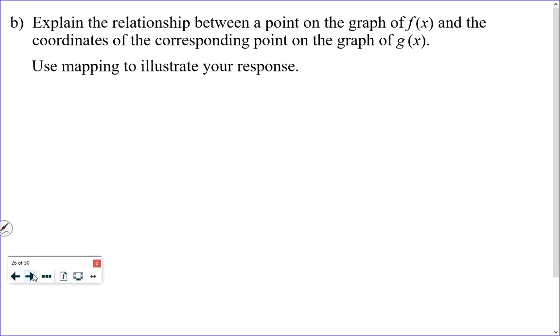So what have we learned from this little exercise with the data tables? It says explain the relationship between a point on the graph of f of x and the coordinates of a point that correspond to it on g of x in this circumstance. In other words, how do the coordinates of f of x compare to the coordinates of root f of x? I'm not even going to use g of x here. I'm just going to say this is the old and this is the new. And we will not explain it in words. We're just going to write the mapping now. What is the mapping? The mapping is this.